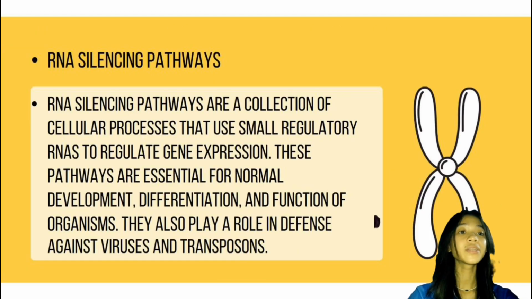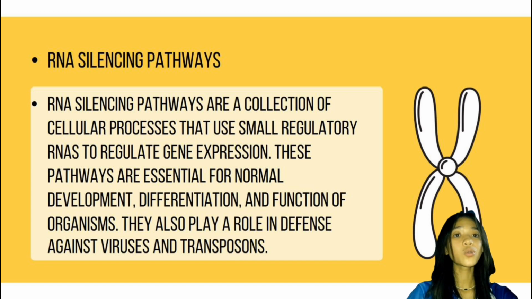So, next, RNA silencing pathways are a collection of cellular processes that use small regulatory RNAs to regulate gene expression. These pathways are essential for normal development, differentiation and function of organisms. They also play a role in defense against viruses and transposons. So, RNA silencing pathways are essential to the body's toolbox for using tiny RNA molecules to control gene activity.